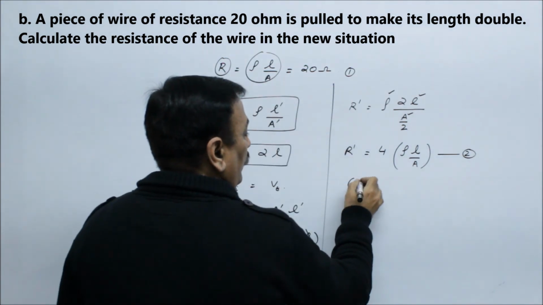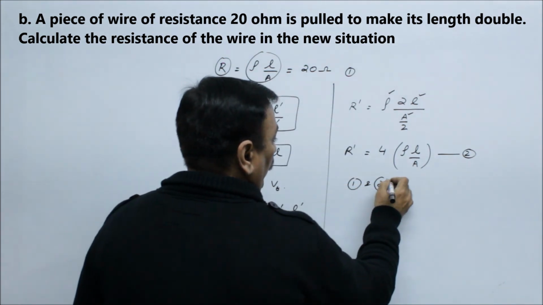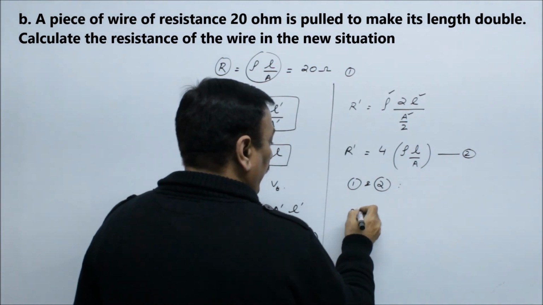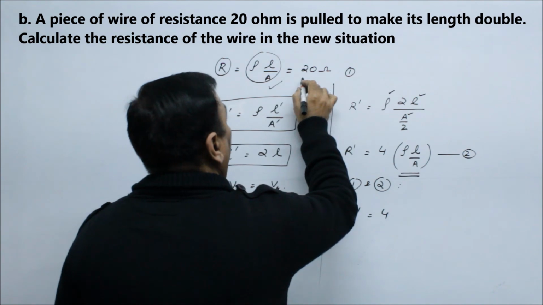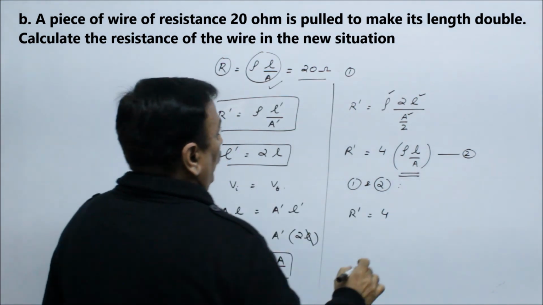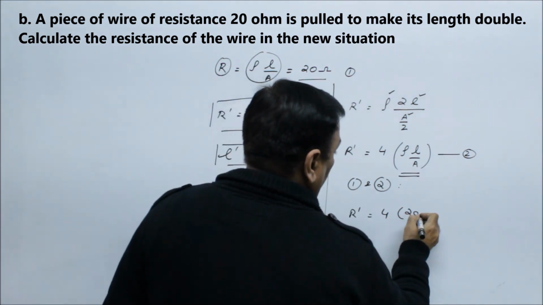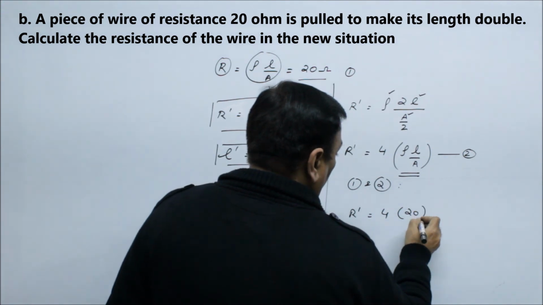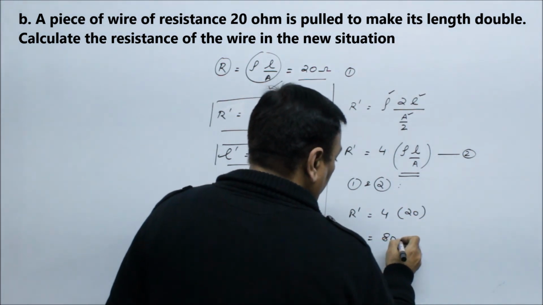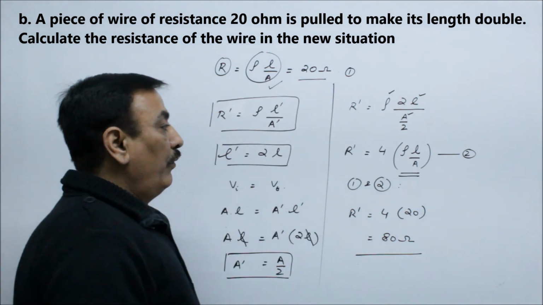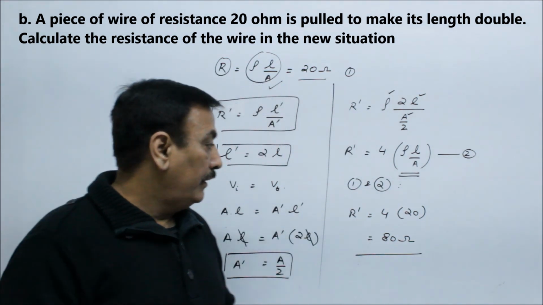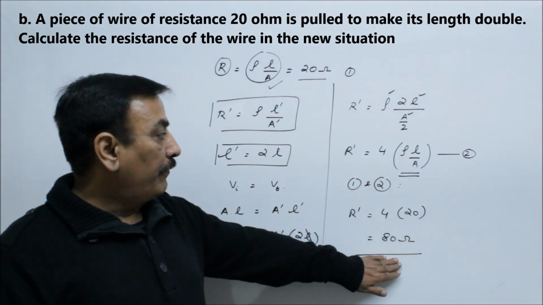Now from equation number 1 and 2, we can easily see that R dash is equal to 4 times of rho L over A. That is nothing but 20 ohms. So you can write 20 ohms over here. So what do you get? It is 80 ohms. Is that point clear? So with this, we are completing this B part of the numerical.